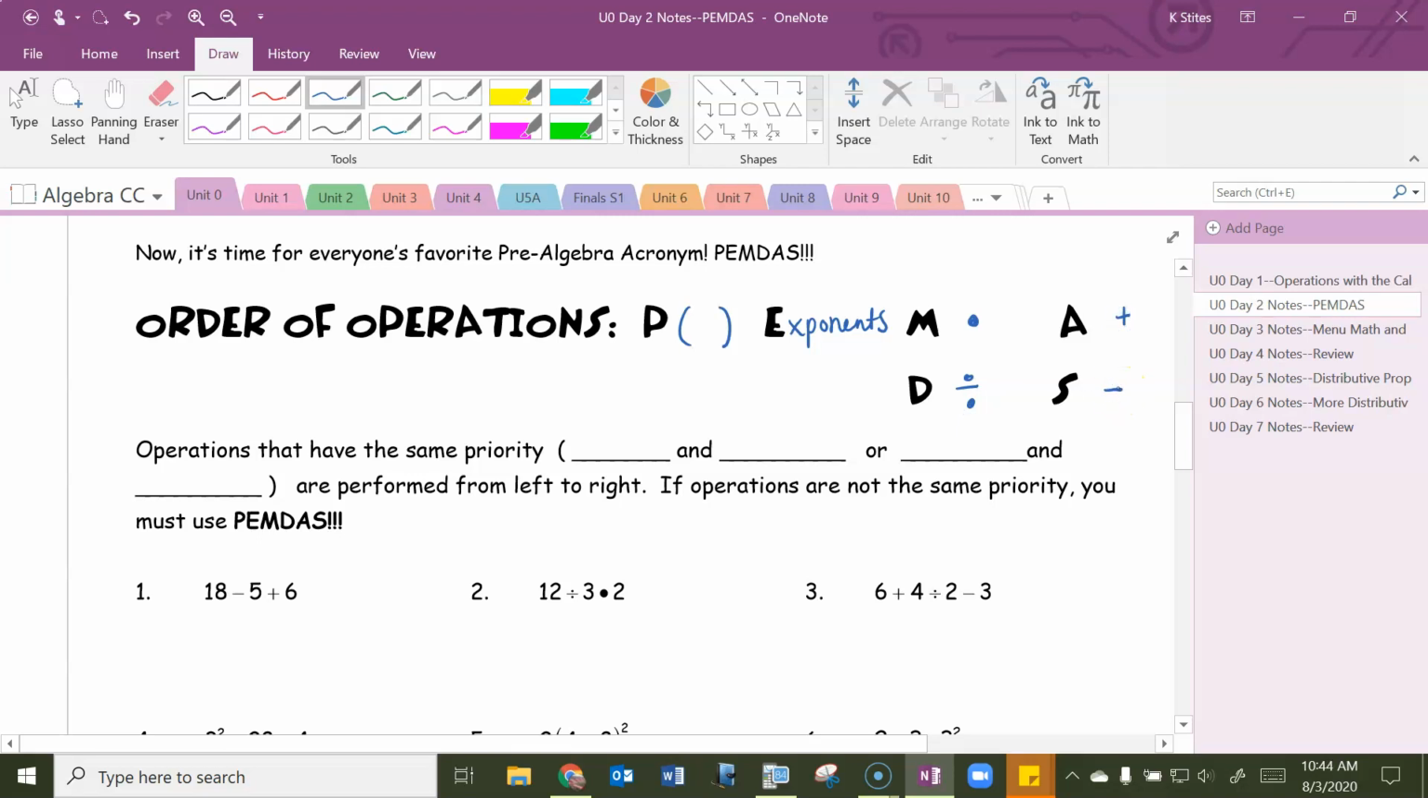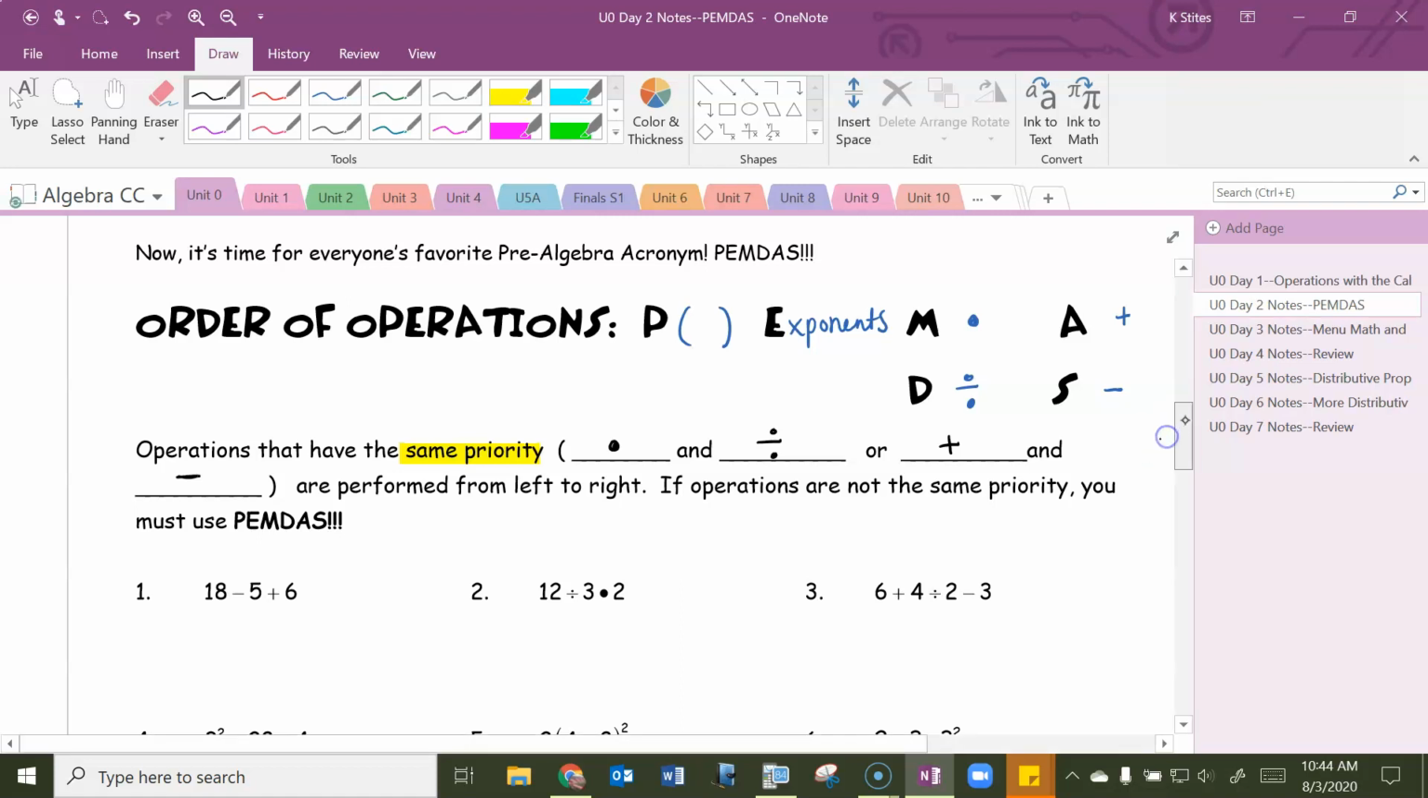Now notice I have the M and the D and the A and the S kind of lined up like this, and that's because they are of the same importance. Multiplication is not more important than division. It's going to depend what order they come in. That will tell us which ones we do first. We say these are operations that have the same priority. So that's multiplication and division, or addition and subtraction. If you're dealing with those operations, you're going to move from left to right. If operations are not the same priority, you must use PEMDAS.